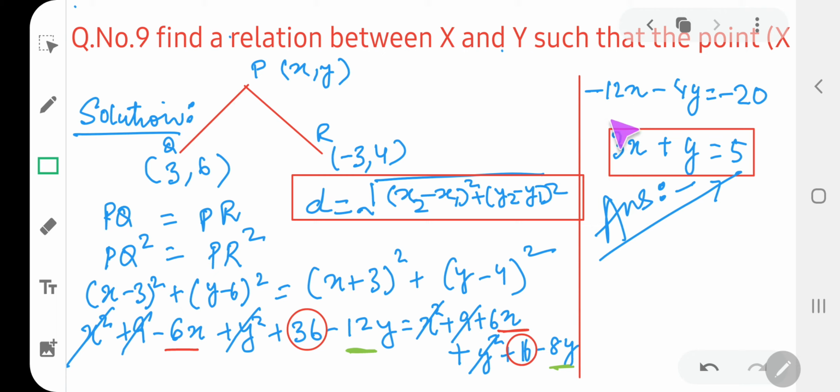Now you know that we have to leave our answer always in the simplified form. So here it is minus 12x, minus 4y, equals minus 20. All these three terms are divisible by minus 4. So I divided both sides by minus 4, and I got that this is equal to 3x plus y plus 5.